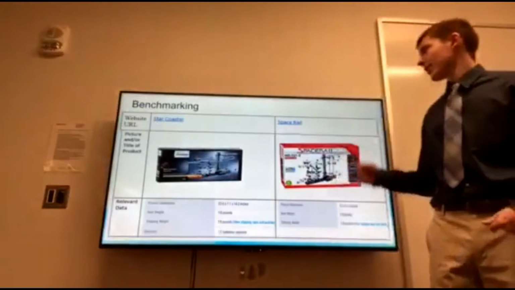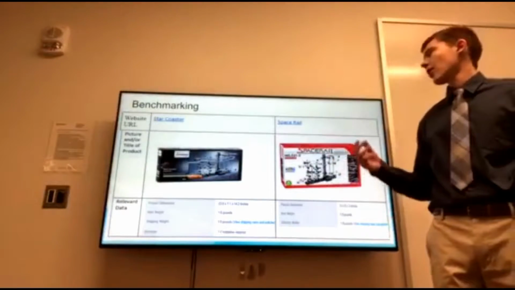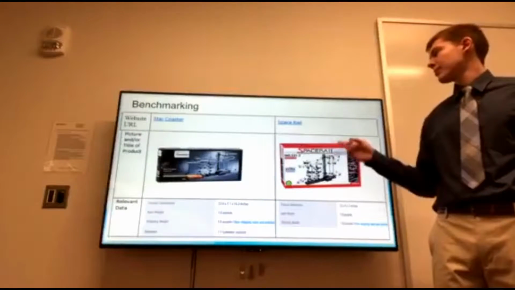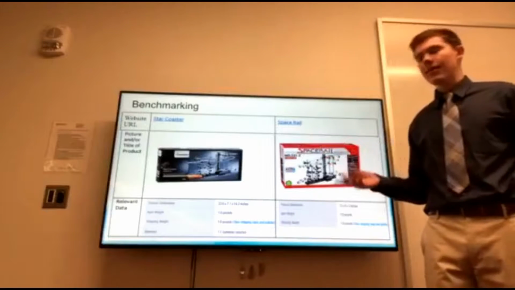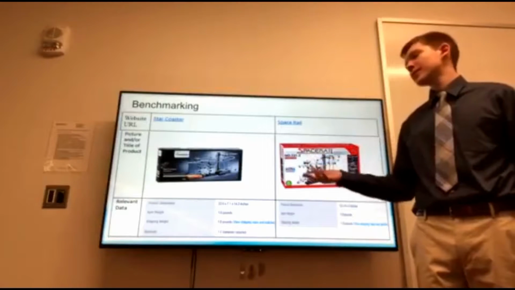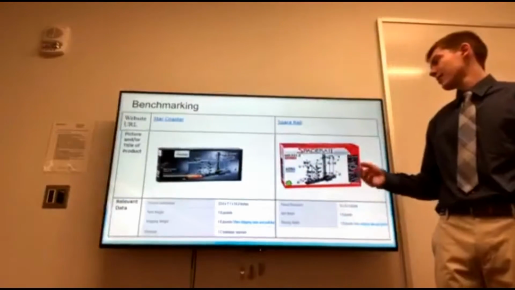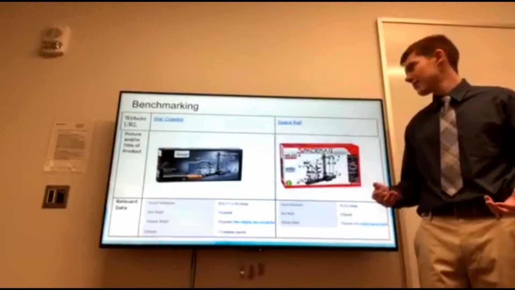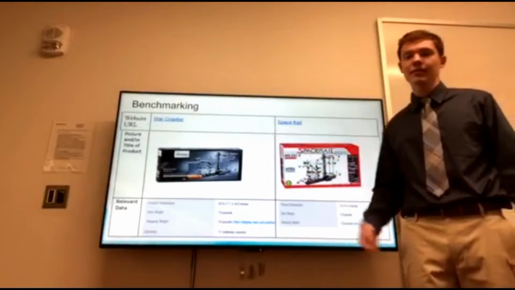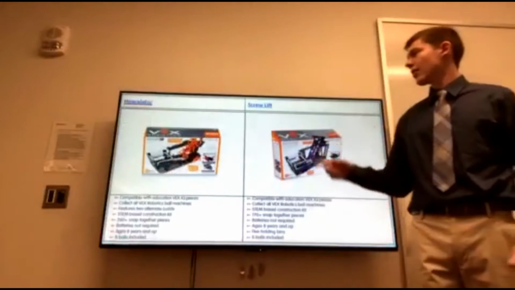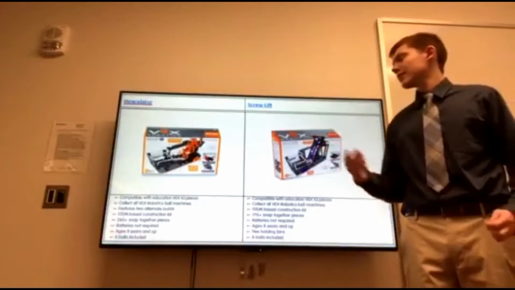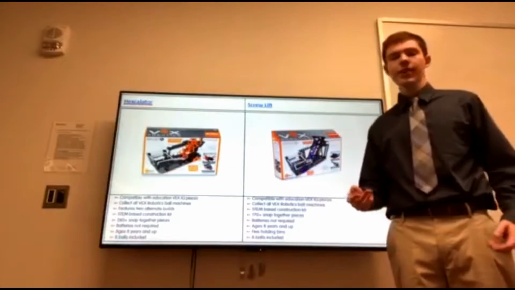This is our benchmarking for the first station of our ramp. We picked between Star Coaster and Space Rail. However, it proved to be too difficult to actually make, so we decided to do something a little bit more simple by going with the general idea of these two. These are the hexcalator and screw lift. These are the ideas we had for our elevator.